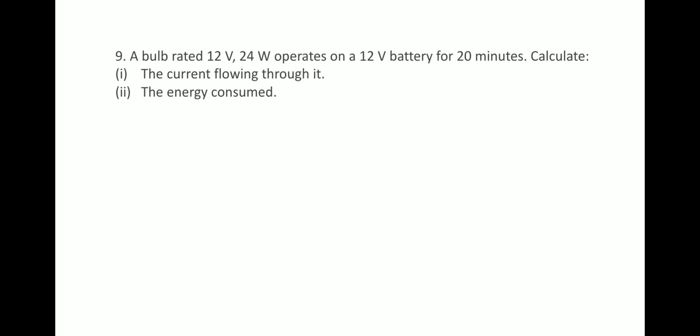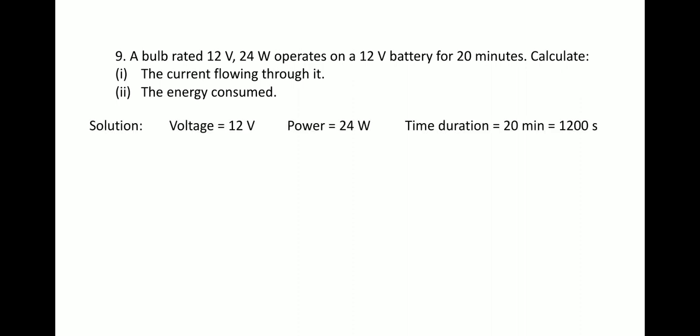Now we move on directly to the next type of question, that is question number 9. We have a bulb rated 12 volt and 24 watt operates on a 12 volt battery for 20 minutes. Calculate the current flowing through it, and number 2, the energy consumed. So we write down whatever is given. The voltage is 12 volt, power is 24 watt, and time duration is 20 minutes, that is equal to 20 into 60, 1200 seconds.